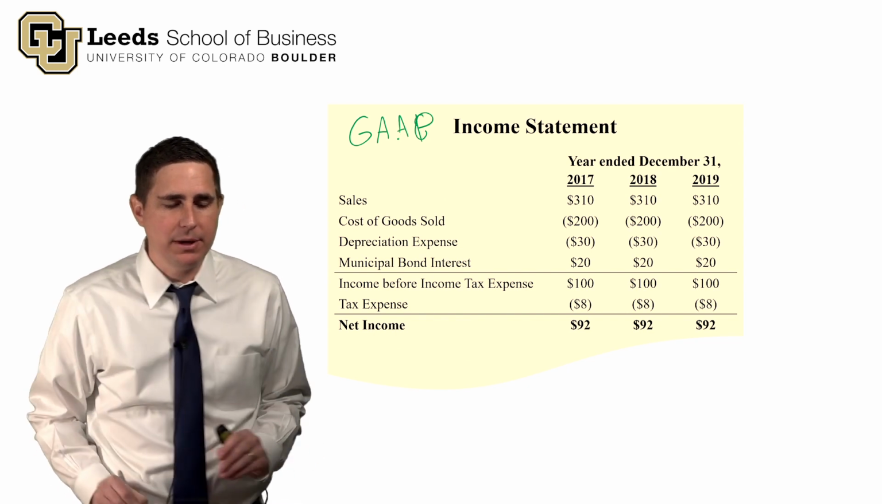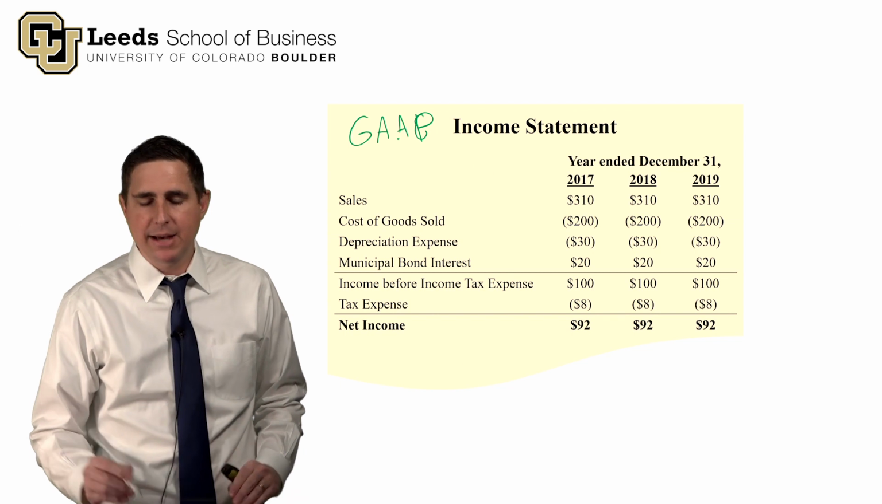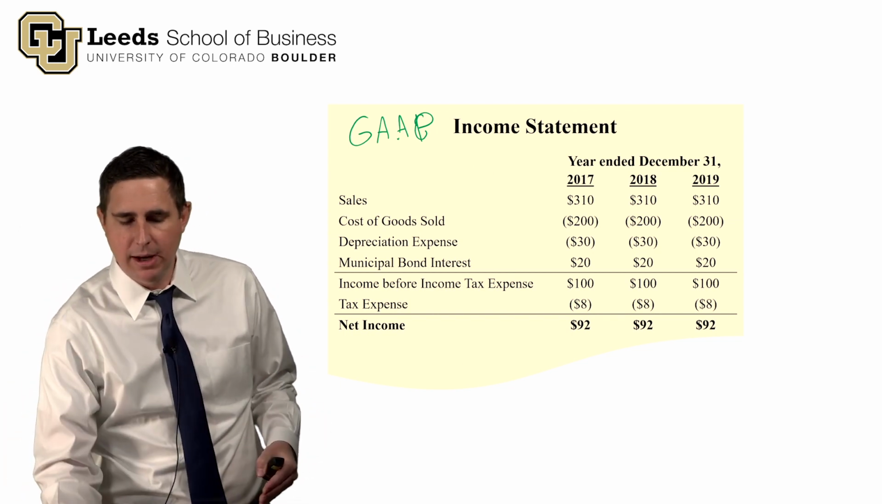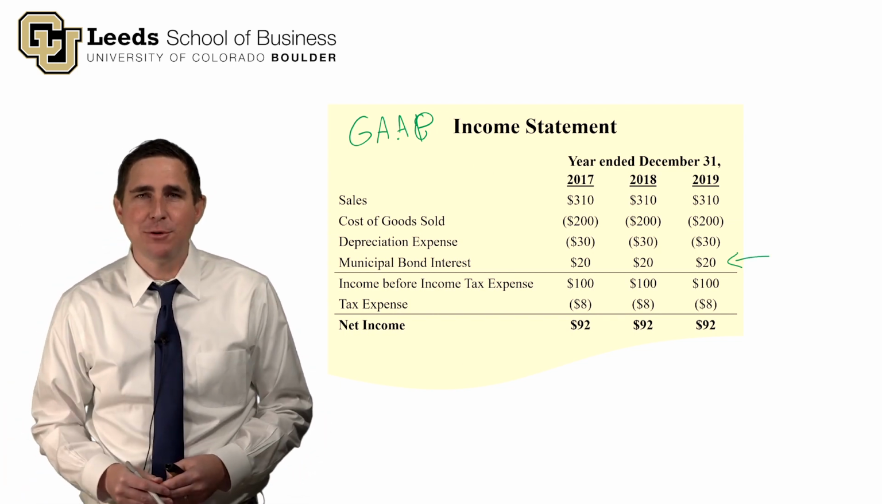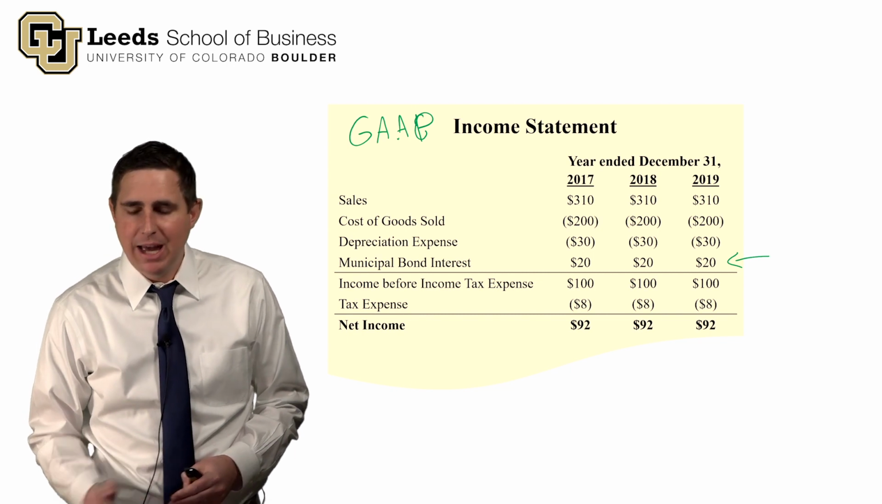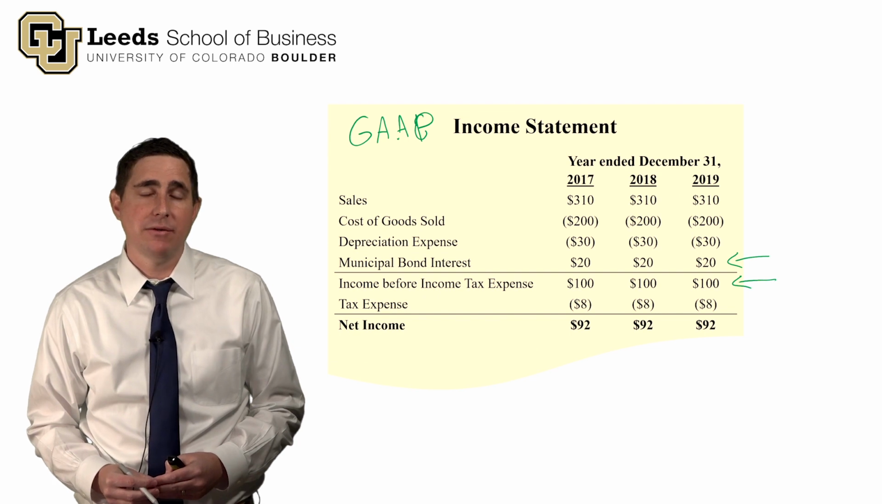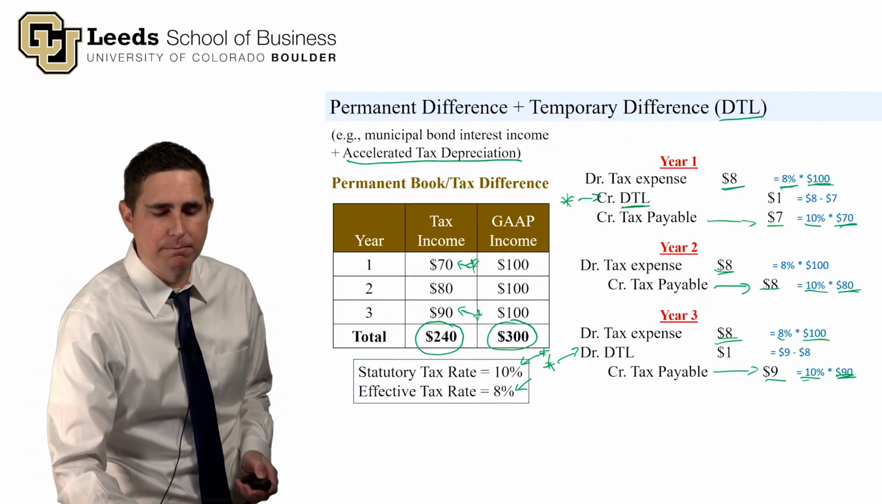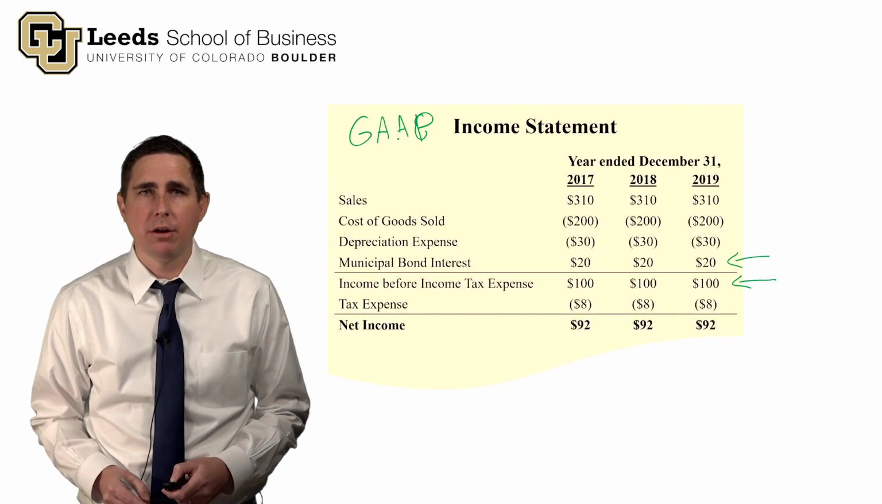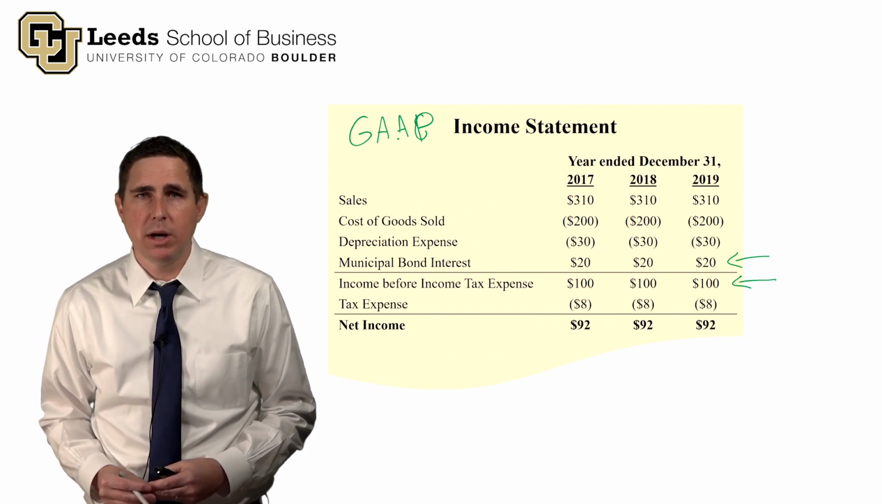GAAP, sorry, that's a P. So their GAAP income statement has all different types of expenses on it. It's also got municipal bond interest income there of $20. And you get down to pre-tax income, or income before tax expense, of $100. Remember, that's that column here. That's the column, $100 each year, 2017, 2018, and 2019.